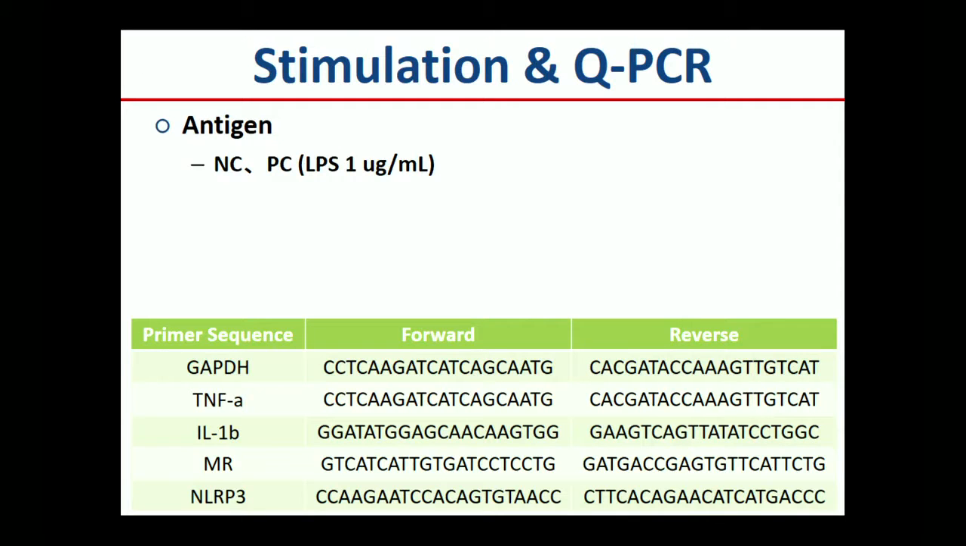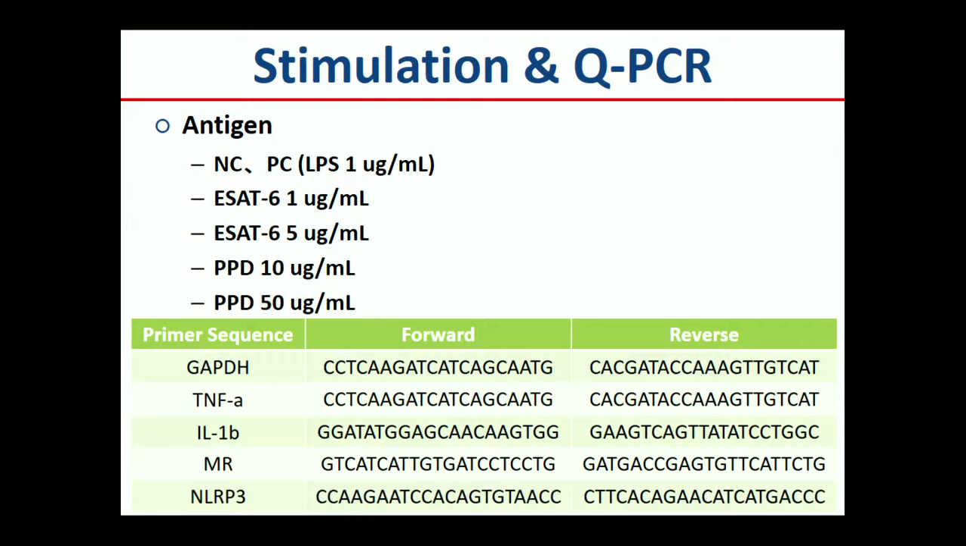And the derived macrophages were stimulated with 6 antigen preparations. In the preparation, lipopolysaccharide was used as positive control. And the experimental group consists of 2 levels of ESAT6 and 2 levels of purified protein derivative. And there were 2 durations of stimulation.